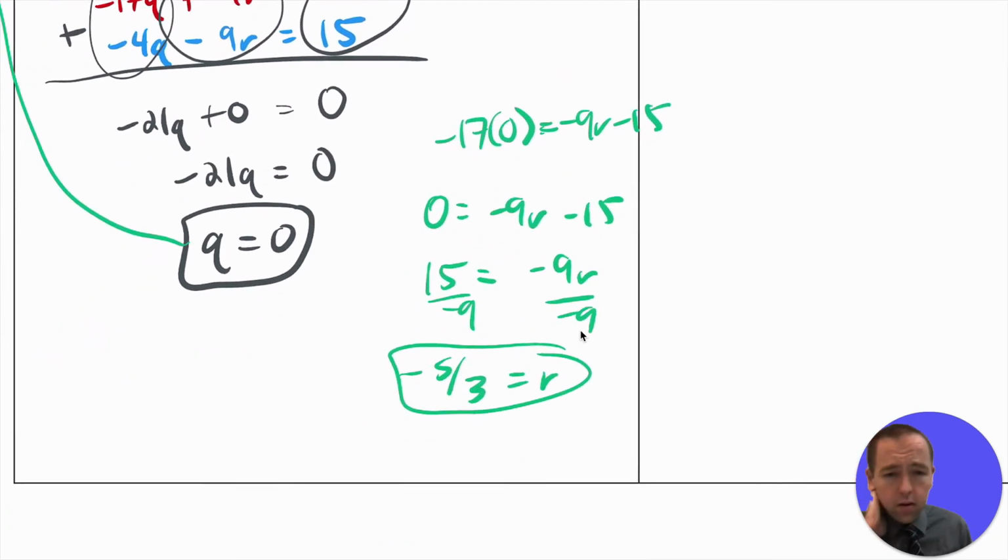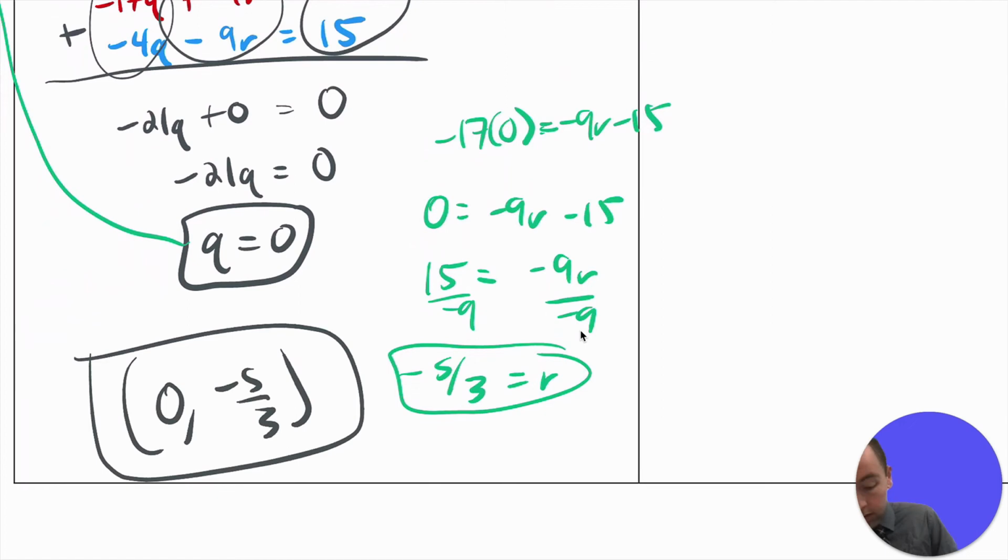So I guess if we were to do this in alphabetical order, q comes before r, so 0, negative 5/3 would be your solution to that particular system there.